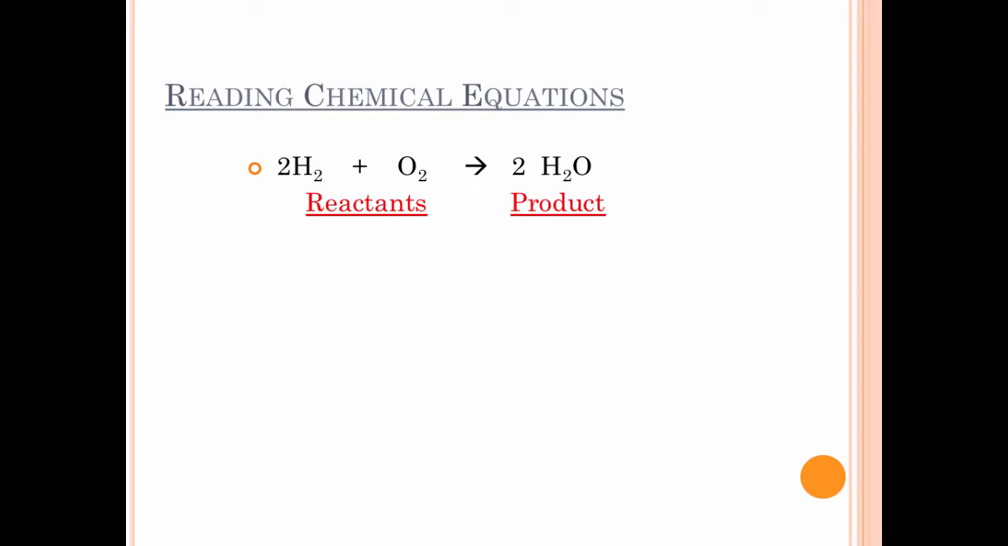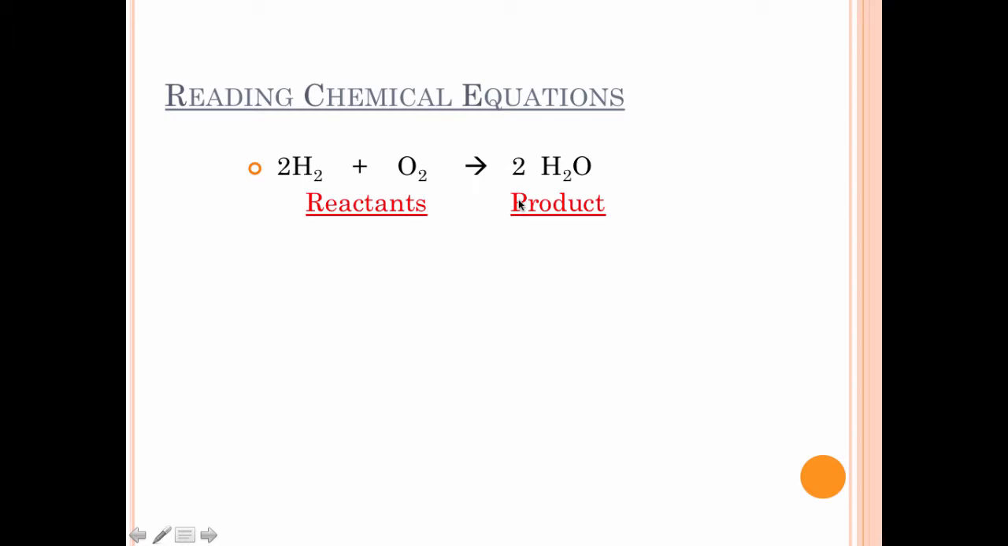So there are two different parts on a chemical equation. There is the left side, which we call the reactants. These are what you are mixing together. These are what are going in to the equation or into your chemical reaction. So for example, we have hydrogen reacting with oxygen. The other part of a chemical equation on the right-hand side is called the product.